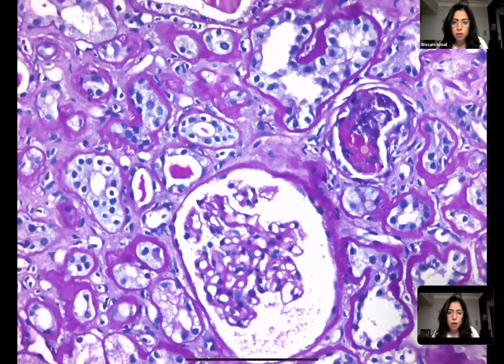However, looking at his tubular basement membranes, they were very suspicious. They had very thick PAS positive tubular basement membranes. And so we proceeded. Ahmed, next slide.